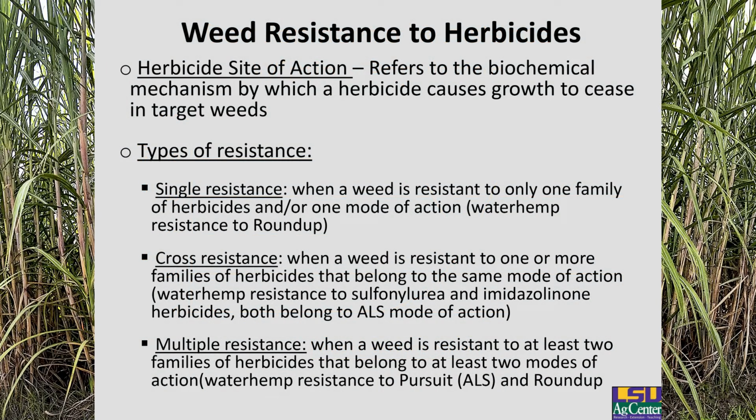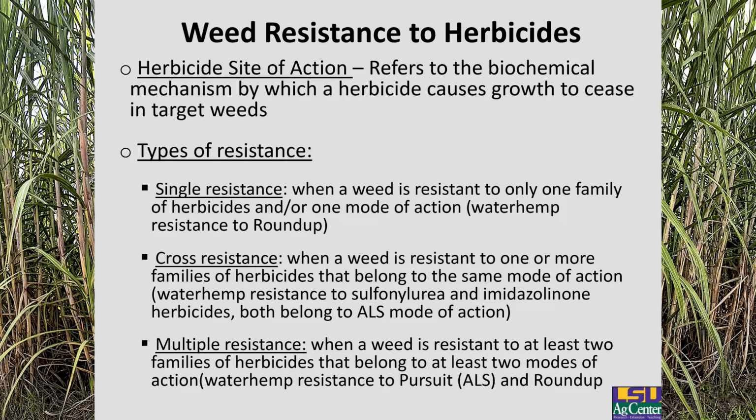So herbicide site of action refers to the biochemical mechanism by which a herbicide causes growth to cease in a plant. There are different types of resistance. Single resistance is where a weed is resistant to only one family of herbicide or one mode of action. For instance, waterhemp resistance to glyphosate, Roundup.